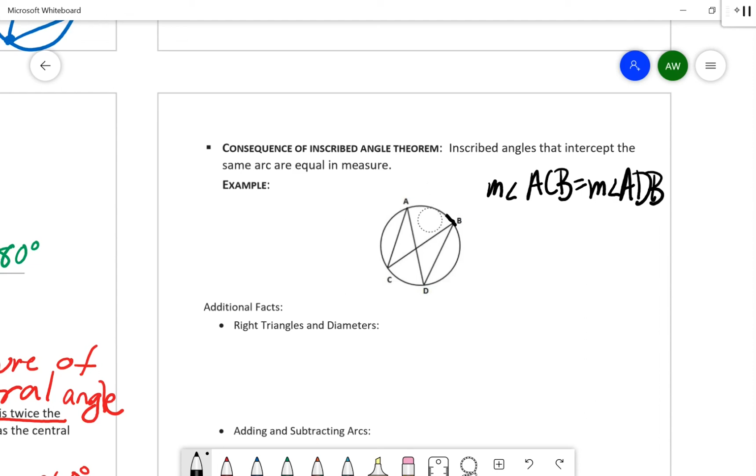Now there's another arc that's intercepted by two different angles. For example, we could use arc CD. This is intercepted by both angle CAD and also by angle CBD. So that means that the measure of angle CAD is the same as the measure of angle CBD. Now that might not sound very important, but when you get to some further questions, and really, if we were deep diving into more difficult questions in the classroom, you would use this idea a lot.